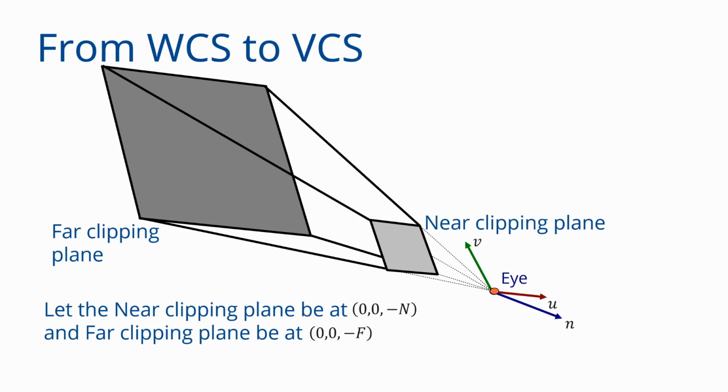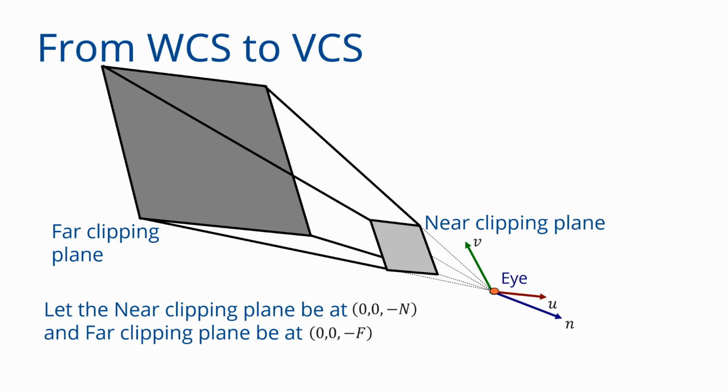So let the near plane be at 0, 0, minus capital N, and let the far plane be at 0, 0, minus capital F. And we are going to assume the planes are perpendicular to the n-axis. The n-axis does not have to hit the near plane at the center if you consider the extents of the near plane, but it has to be perpendicular to the near plane. So that is the constraint that we are going to abide by, and that sets up our viewing frustum.